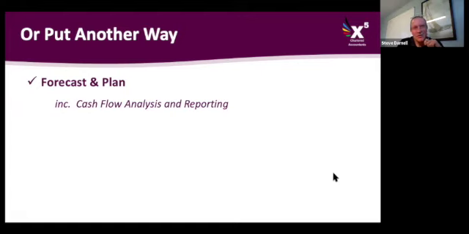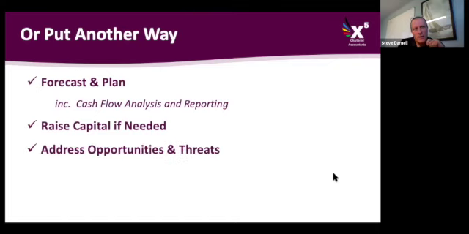Your plan should include, and never more important than now, the cash flow forecast; analyze it and report it on a regular basis. If capital is needed, either for growth or just for working capital with the current situation, you need a forecast and a plan in order to make sure you raise enough capital and to support the funding application. It helps you identify and realize opportunities and address threats. And obviously, without the plan, you can't report actual performance versus forecast.